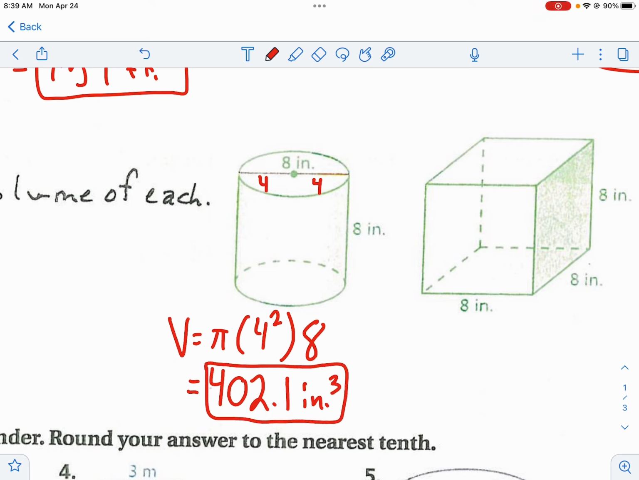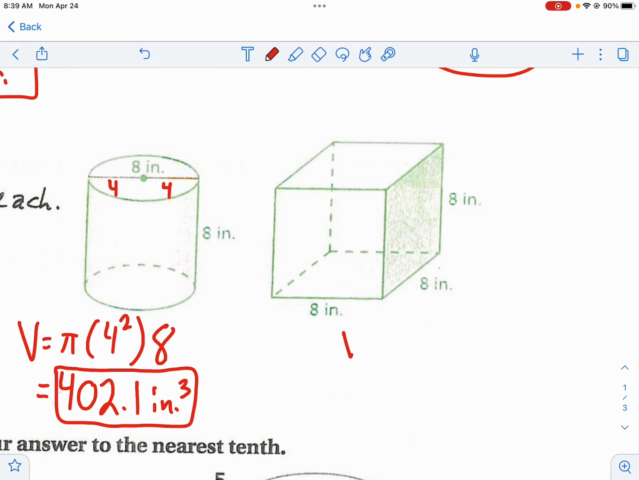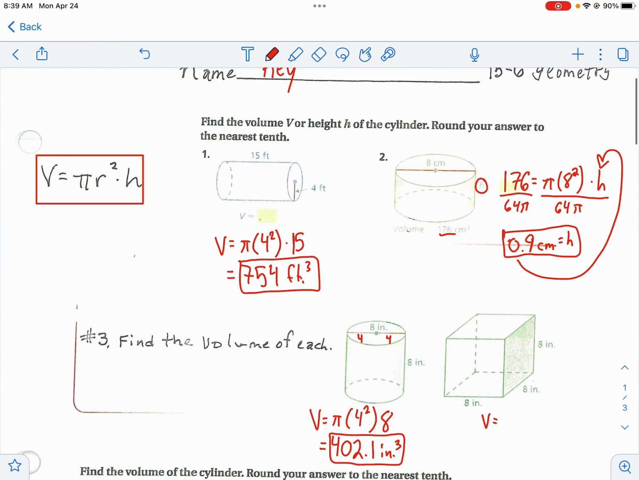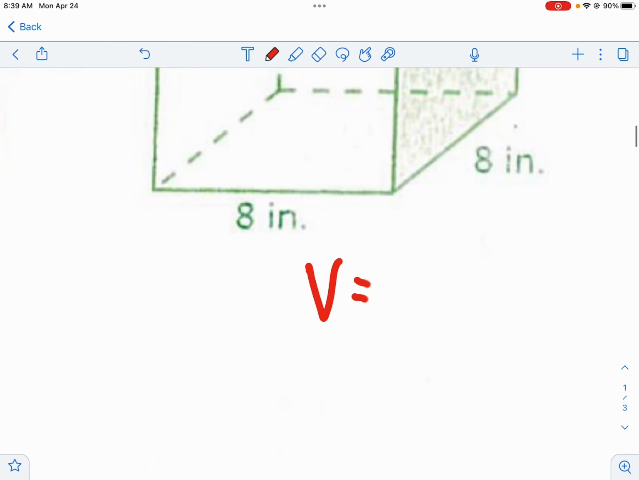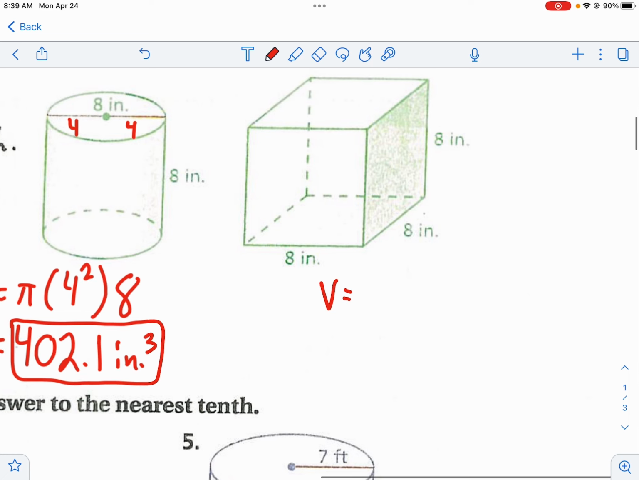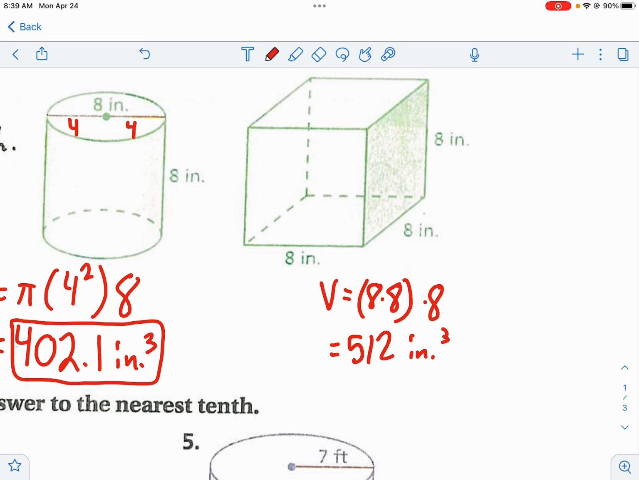Our height last time was not cubed because it's a length, right? Now V is equal to, this is a prism, right? It's a prism, not a cylinder. That threw a curveball in there. That would be the area of the base times the height. So 8 times 8 is my area of the base, times 8. That would be 8 cubed, essentially, which is 512 inches cubed.